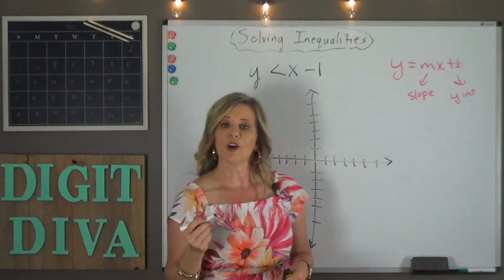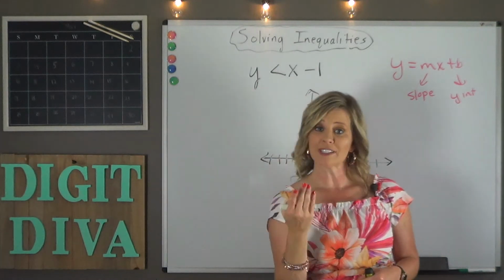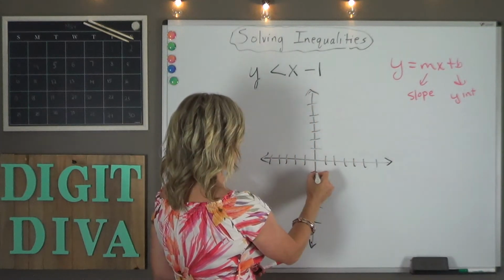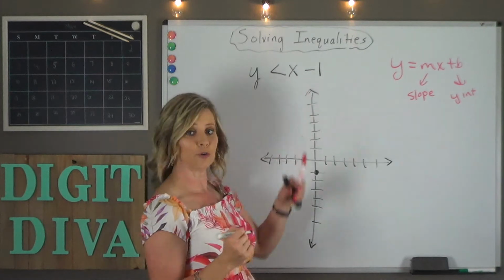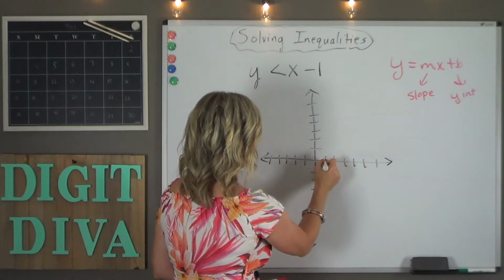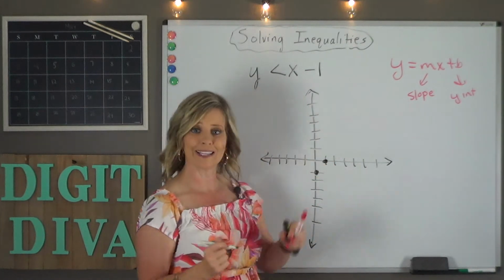Okay, so my y-intercept is -1 this time. So I'm going to plot a point here. My slope is still 1. I go up 1 and over 1. My symbol is less than.